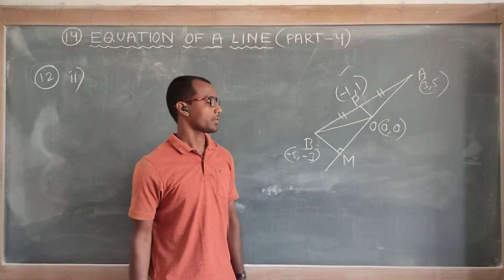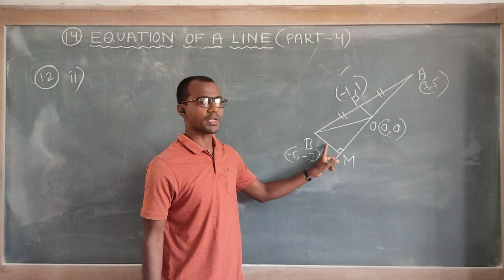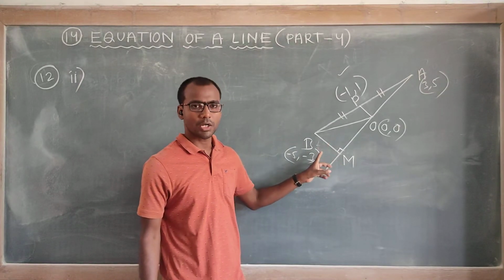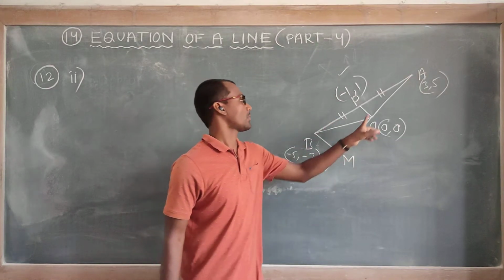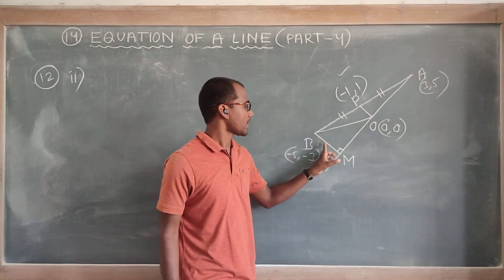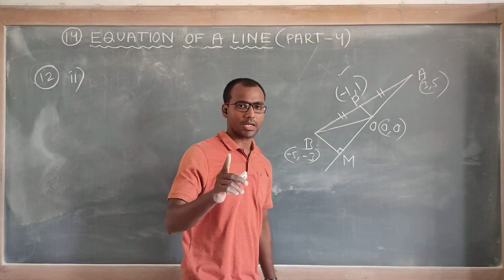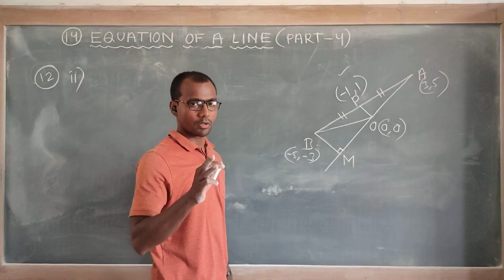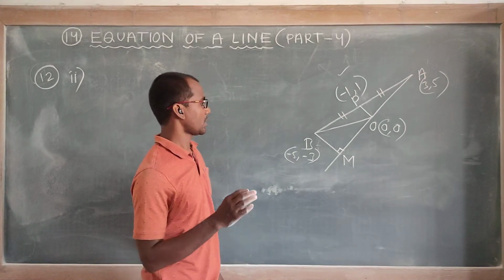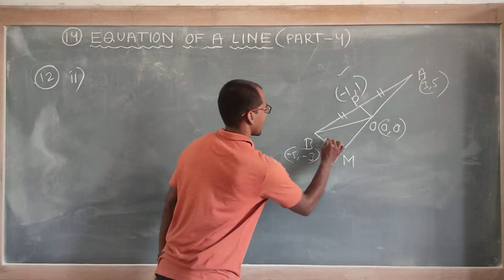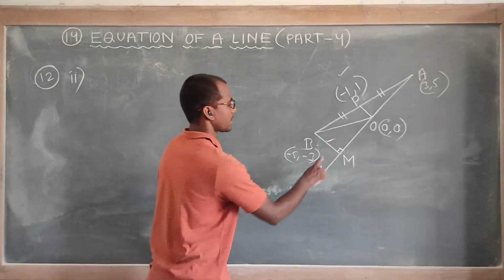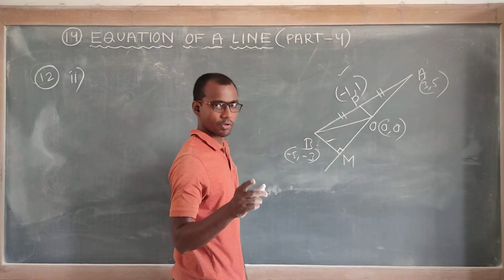We are required to find the equation of this line BM. This BM is the altitude of the triangle AOB corresponding to the side AO. And you can see the altitude is outside the triangle. So for obtuse triangles, altitudes will be outside, not all altitudes, two altitudes will be outside. So this is our target now. You have to find the slope of the line first, then only you will get the equation.